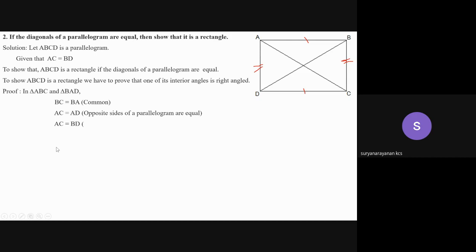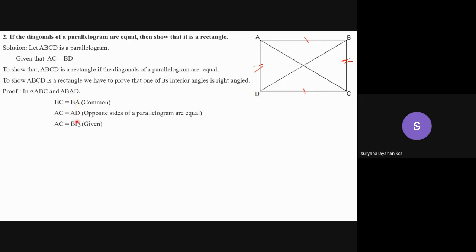Next, AC is equal to BD. It is already given that the diagonals are equal. Here AC is equal to BD. So, in these two triangles that are compared here, three sides in the first triangle are equal to the corresponding three sides in the second triangle. By which criteria can we say that these two triangles are congruent? Can you tell me by which criteria? Just now I gave a hint also.